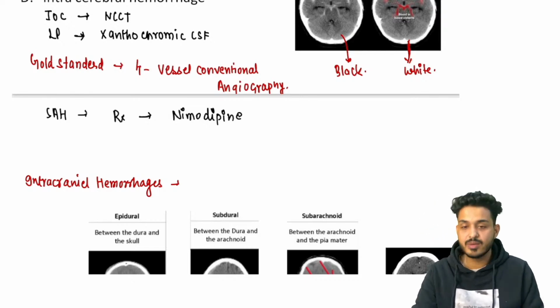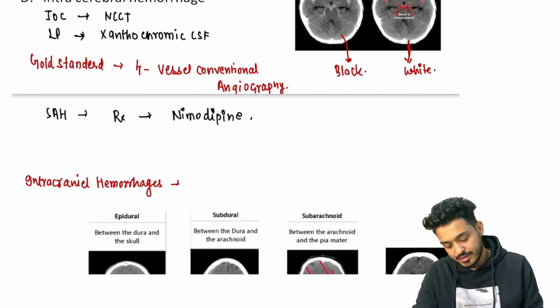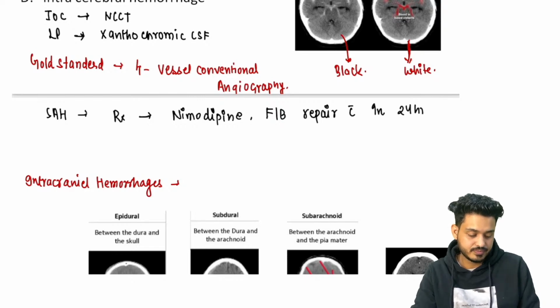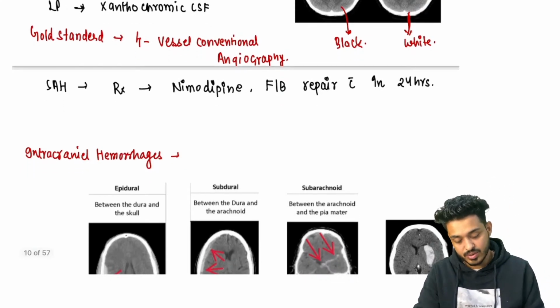First you will be giving nimodipine, and then you will try to recover the things, right? Then you will try to repair. Repair should be done within 24 hours. Why? Because it can rupture again. So you need to do the repair.